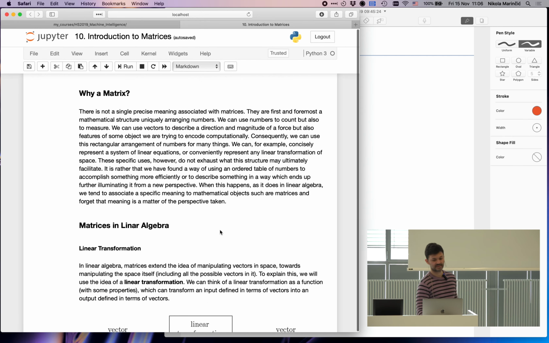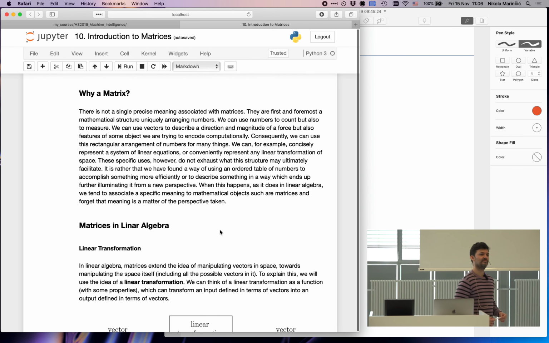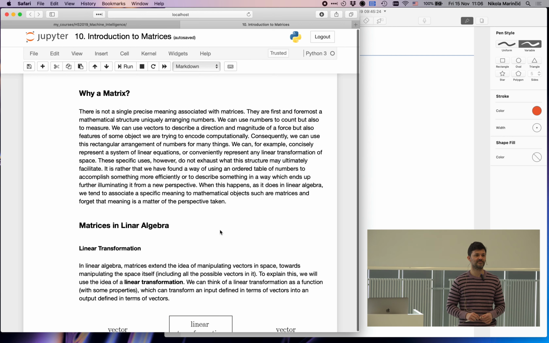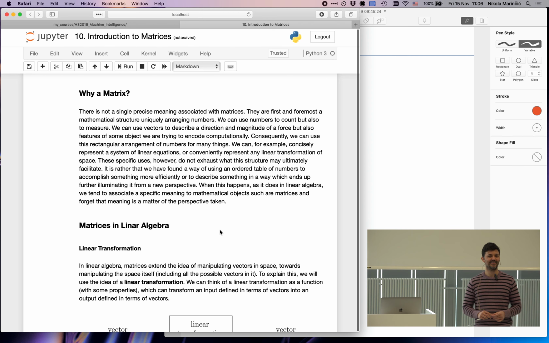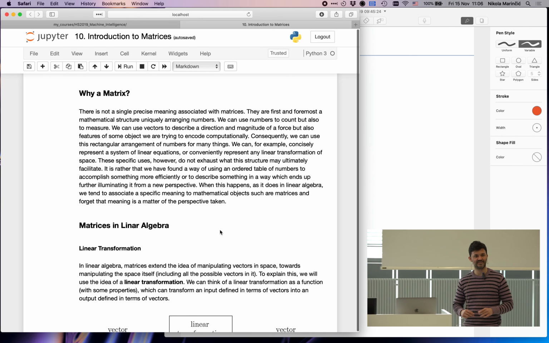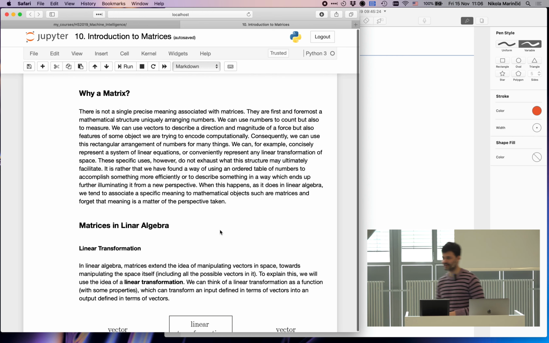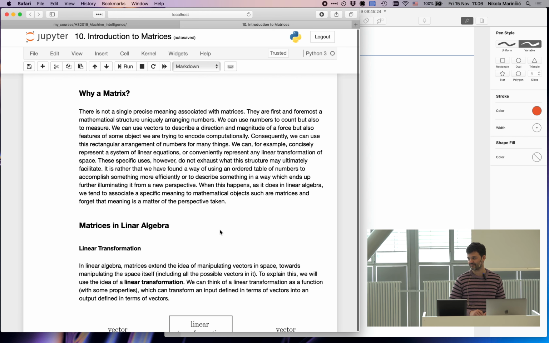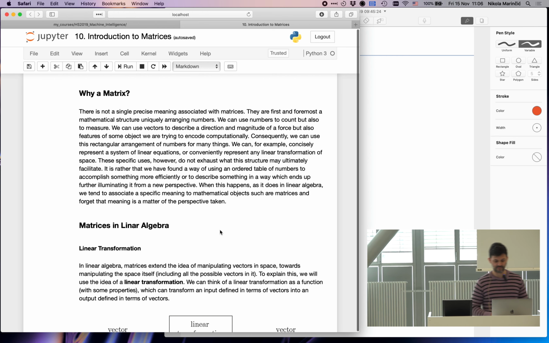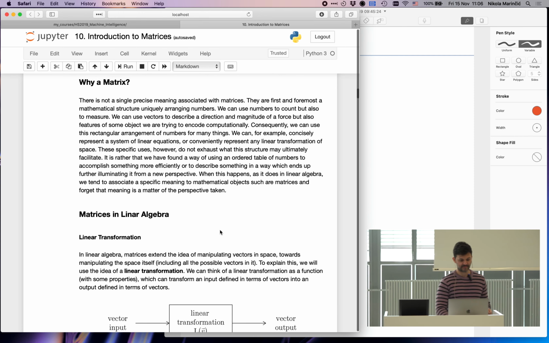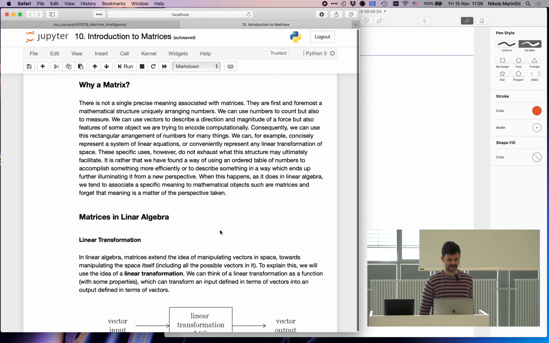Now, why do we have matrices? Why is a movie called Matrix? Matrices have something to do with this idea of cyberspace and whatever, this cultural thing. When you think about the matrix, it's something weird.